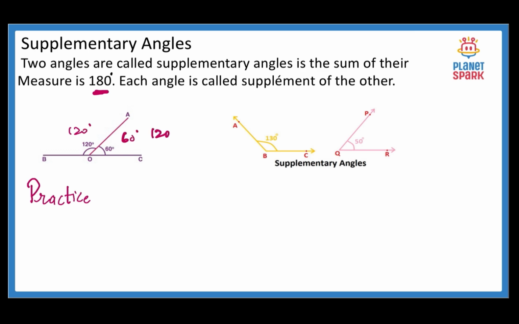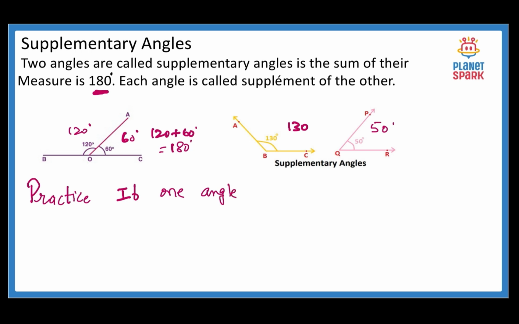Angle AOB is 120, angle AOC is 60 degrees, 120 plus 60 is 180 degrees, so they are supplementary. Similarly, in the second pair of example, angle ABC is 130 degrees, angle PQR is 50 degrees, 130 plus 50 gives us 180. Again, they are supplementary.